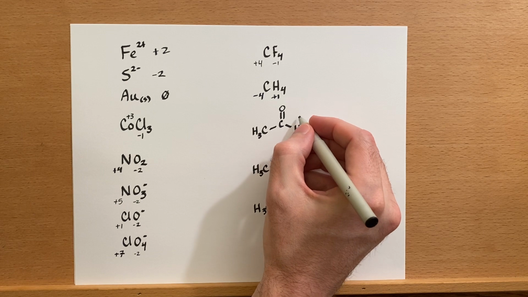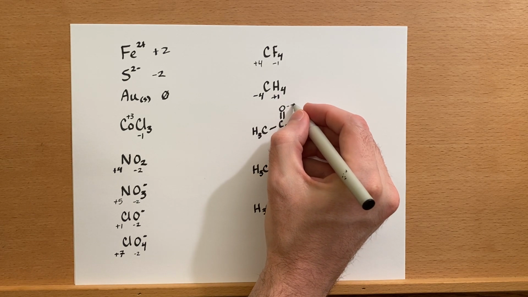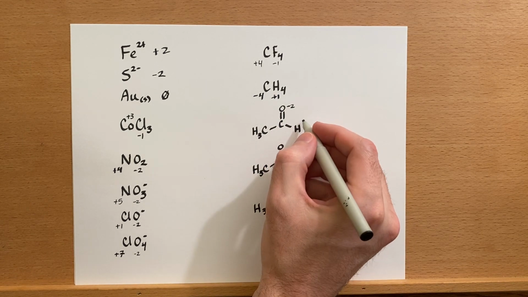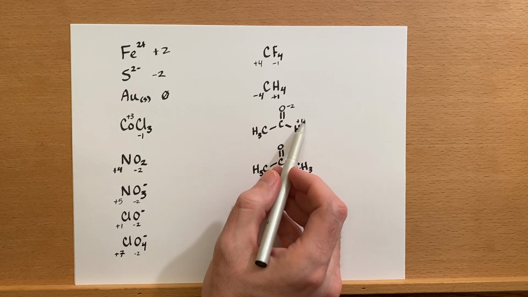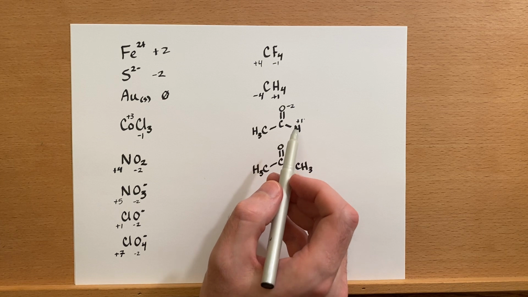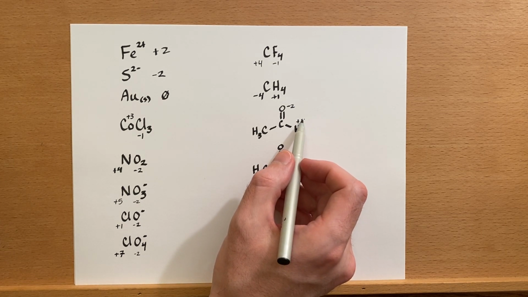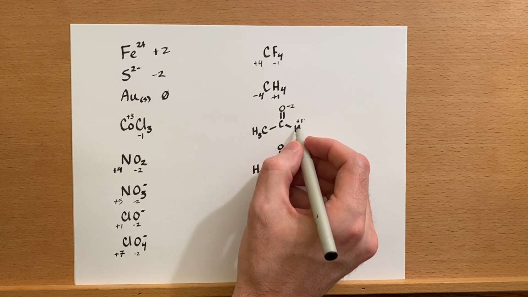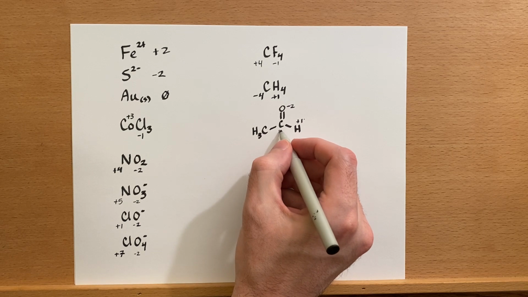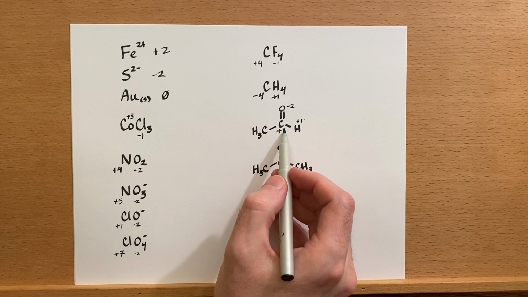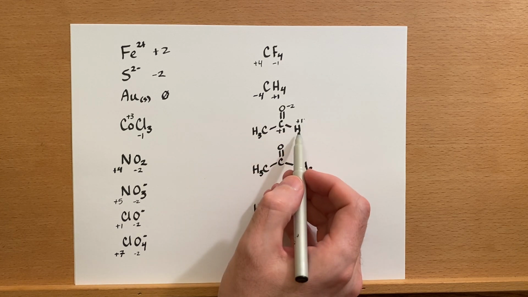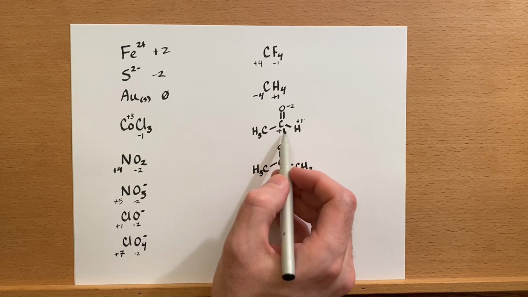So here we have oxygen, that's -2, just like normal. And we have a hydrogen, that's +1. And the overall compound is neutral. So in order to get a neutral compound, this carbon must be +1. So 1 + 1 - 2, 0. So this carbon is only +1.